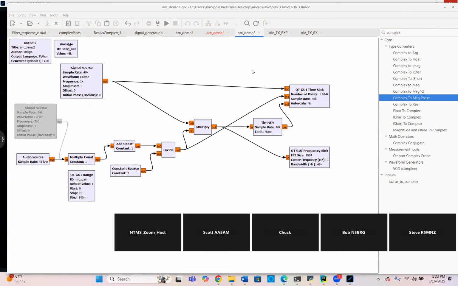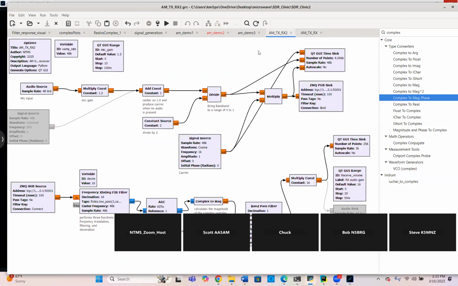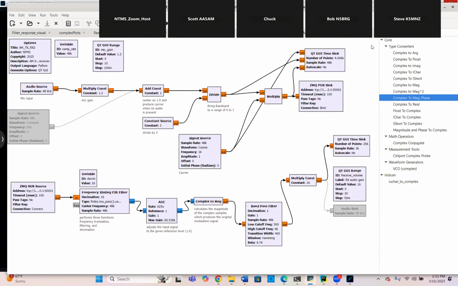All right, before we leave this subject on to the other one that I wanted to talk about today, I do have these other flow graphs, and I will put these on the NTMS website. This one is just a clone from what we've just been looking at, and I've got some explanations here that I didn't have on the previous graphs.